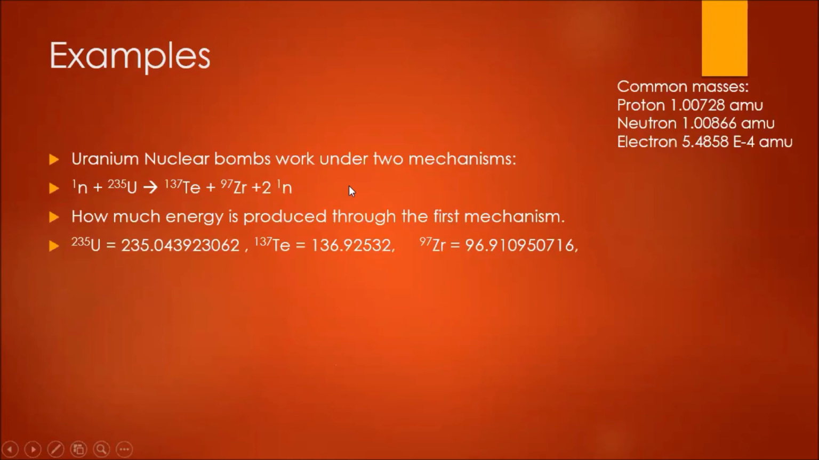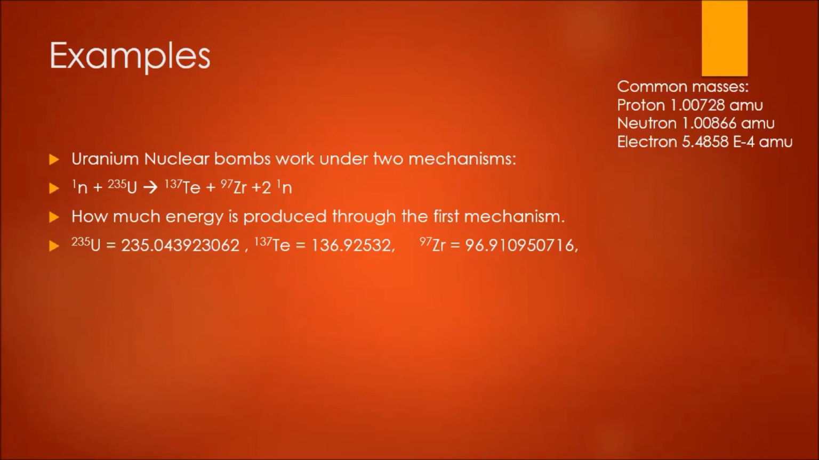So I'll just quickly do this one. Uranium nuclear bonds work on one or two mechanisms. This one produces tellurium and zinc. I deleted the other mechanism because I didn't want to further confuse anyone. So essentially here, how much energy is produced through this first mechanism?